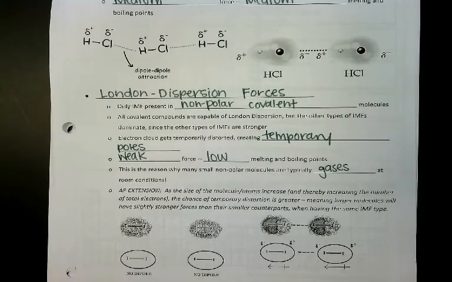Okay. Now it says AB extension, as the size of molecules increases, therefore increasing the total number of electrons, the chance of temporary distortion is greater, meaning the larger molecules will have slightly stronger forces than their smaller counterparts when having the same intermolecular force type. There are some nonpolar covalent compounds that are solids at room temp. An example would be butter. Butter is a solid at room temp, right?